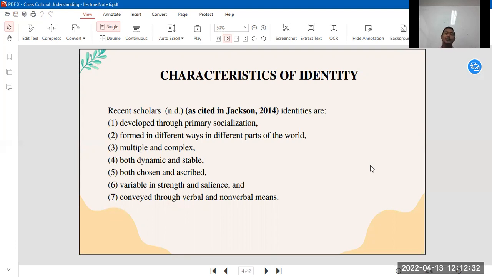And identity is basically our self concept, or our sense of self. Identity defines how we see ourselves and our place in the world. Before we examine the various types of identity, it is helpful to have an understanding of current views about the characteristics of identity. Now, let's begin with the first characteristic of identity.